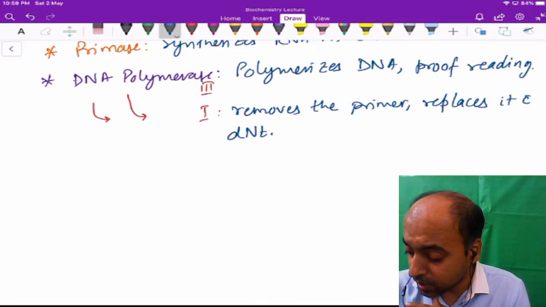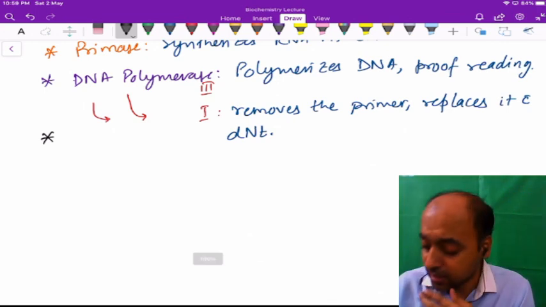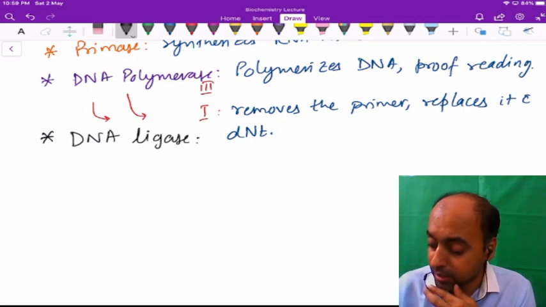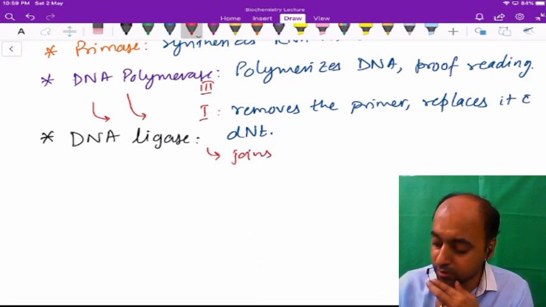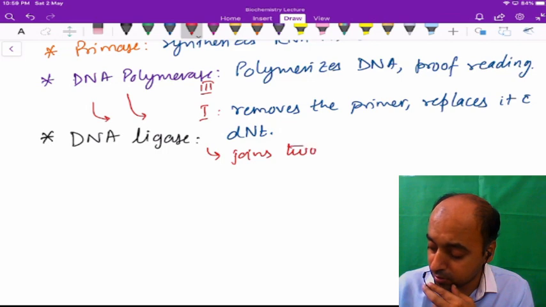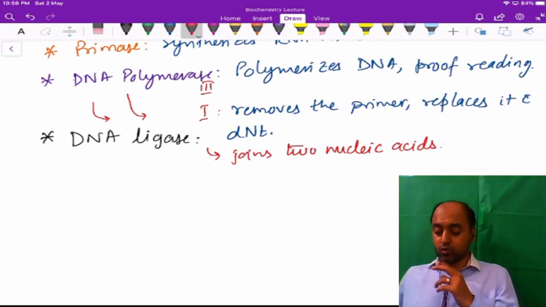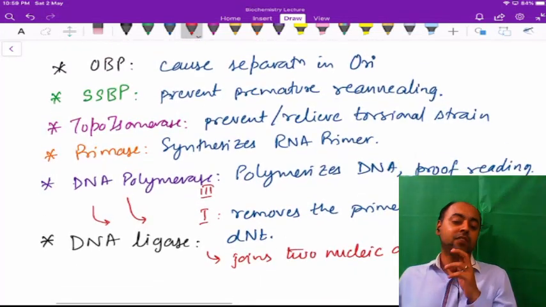And the last one in the list, can you guess? It is the DNA ligase. What the DNA ligase does, it joins two nucleic acids. So we summarize the action of all the proteins.